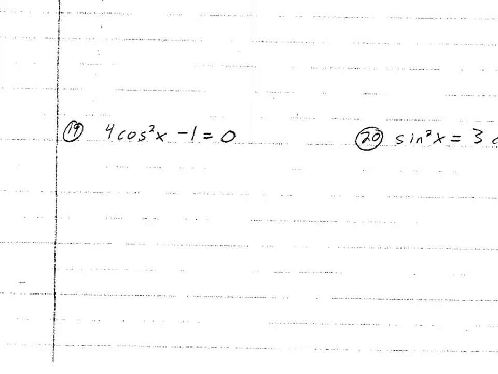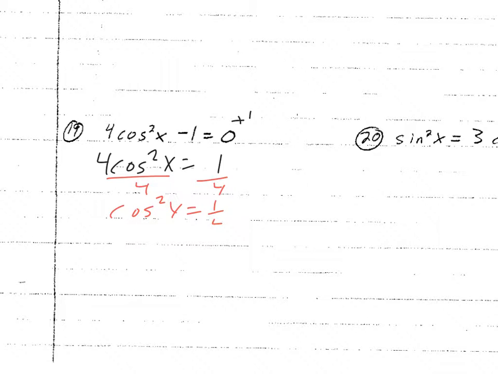For question number 19, I could do this one two different ways. I could actually factor this, but instead I'm just going to get 4 cosine squared x by itself. So 4 cosine squared x is going to equal, move my 1 over to the other side, so I'll add 1. Next I'm going to divide by 4.